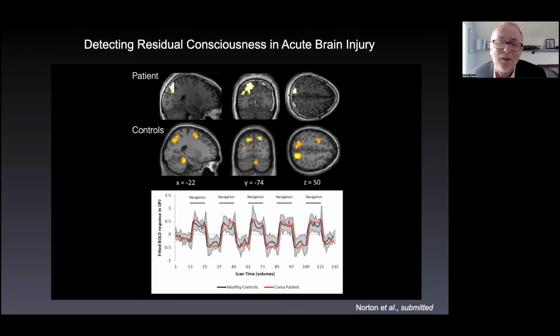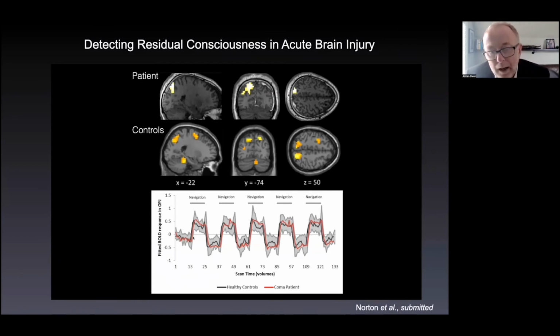You don't have to activate the entire network, and that's because these patients are often extremely severely brain damaged, and it's quite understandable that some areas of their brain will not be responsive. But if a patient can reliably activate an area of the brain every time we ask them to, in this case, imagine moving around your house, it's sufficient for us to deduce that there's a residual level of awareness that isn't apparent from behavioral observation.